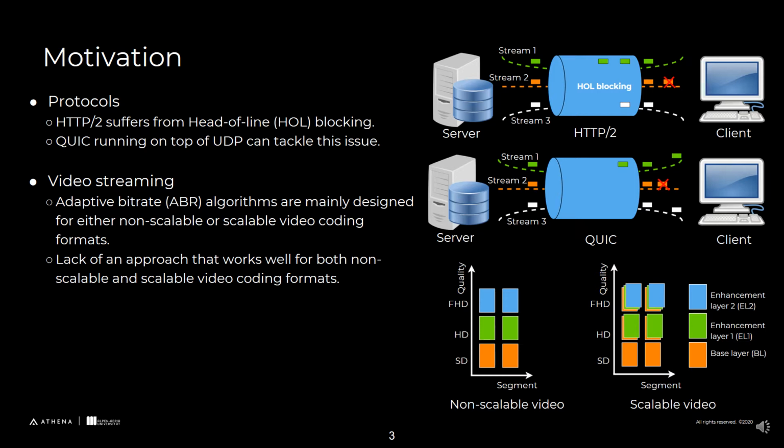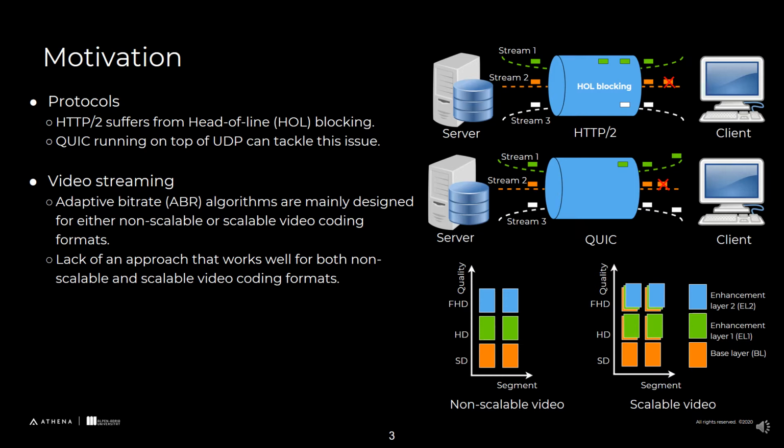About our motivation, in terms of protocols, HTTP2 still suffers from head-of-line blocking. Meanwhile, QUIC running on top of UDP can tackle this issue. Therefore, we would like to evaluate how QUIC can support adaptive video streaming when there's packet loss.